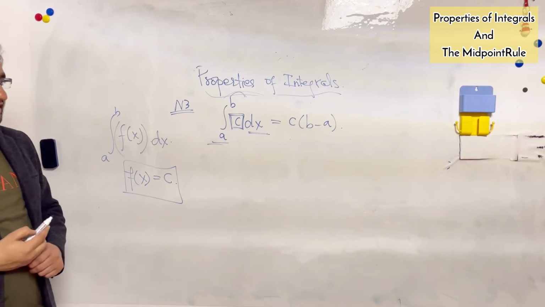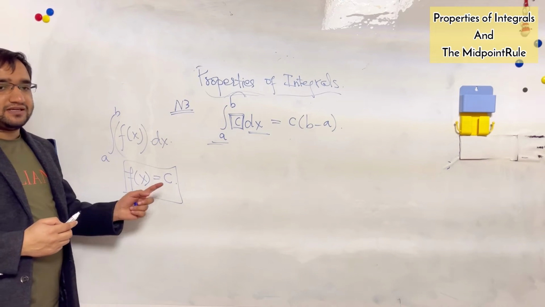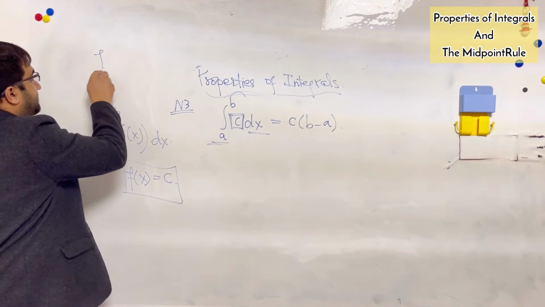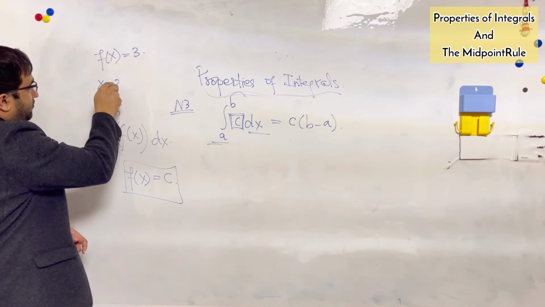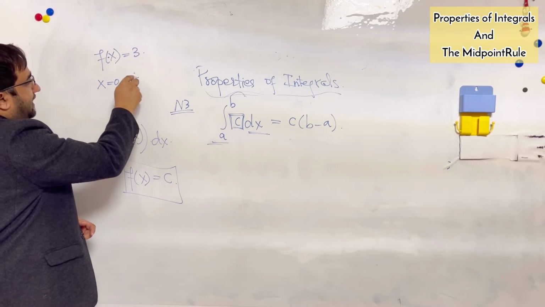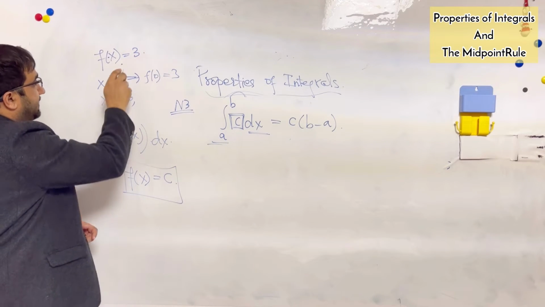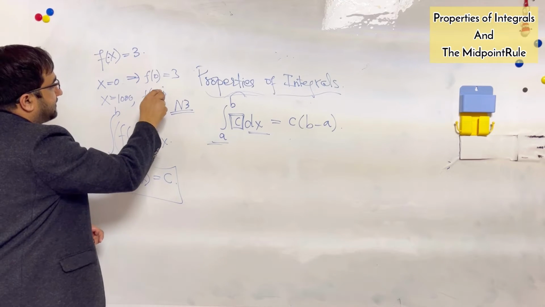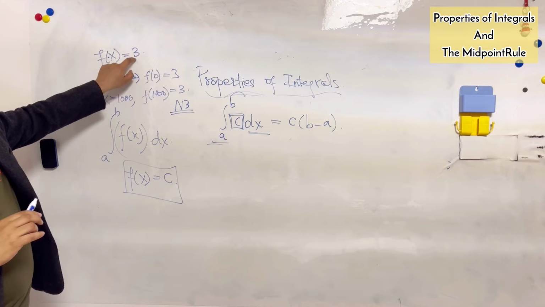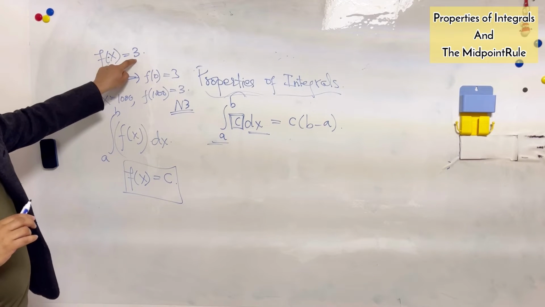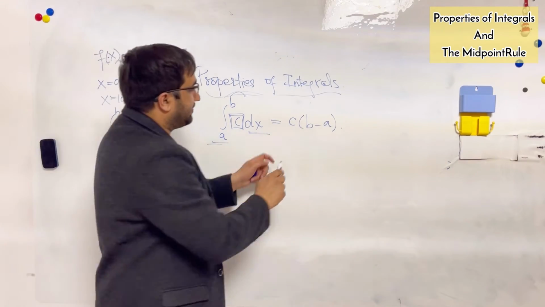And you know the definition of a constant function: whatever the value of x is, the answer will be the same. For example, I am saying f of x is equal to 3. Whether you put x equal to 0 in this function, the answer will be 3. And if you put x equal to 1000, the answer will be 3. Whatever you put in place of x, the answer will remain that specific constant c, because this is a constant function. So in that case, your answer is this.